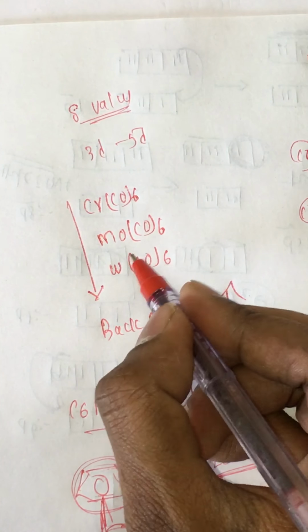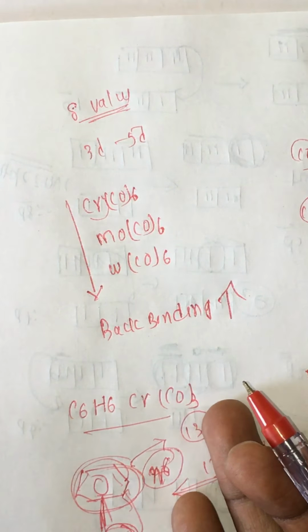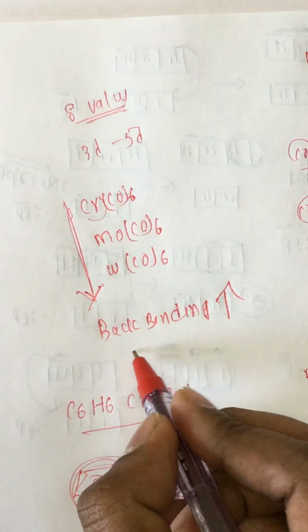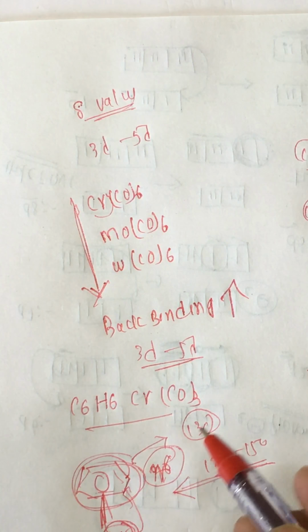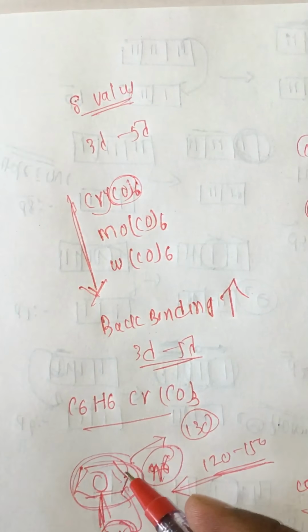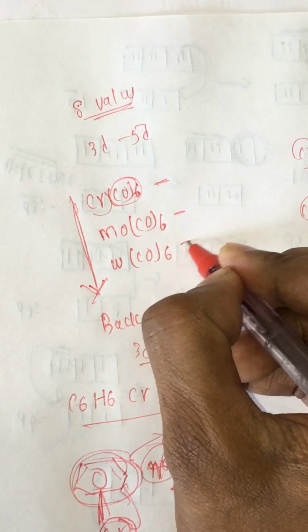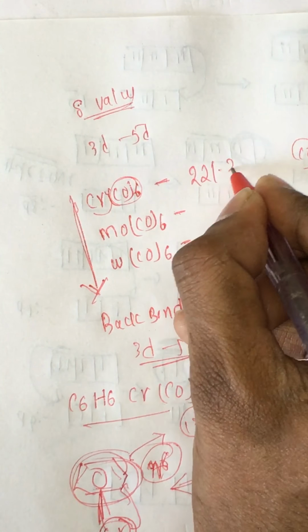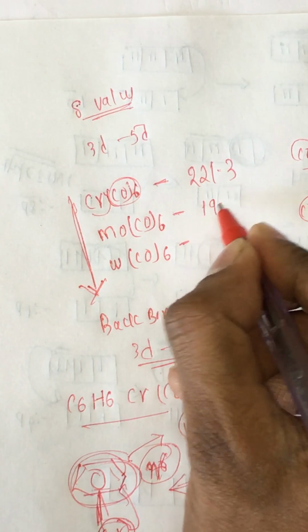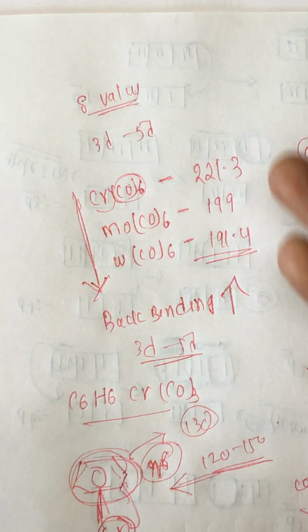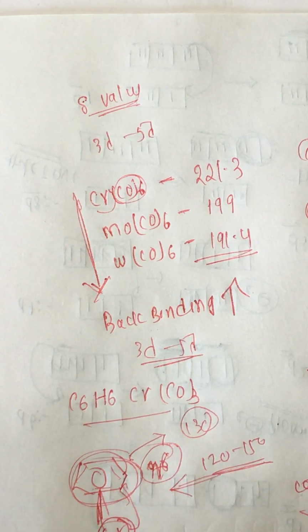Because of that reason, the electron density on the metal increases. As we go from 3d to 5d, back bonding is increasing. Back bonding increasing means the electron density on the carbonyl group is increasing. So automatically the chemical shift of the CO will decrease. This one comes around 221.3, this one I think around 199 something, and this one I am sure is 191.4. So as we go from 3d to 5d, the chemical shift value is decreasing because the back bonding is increasing in these cases.